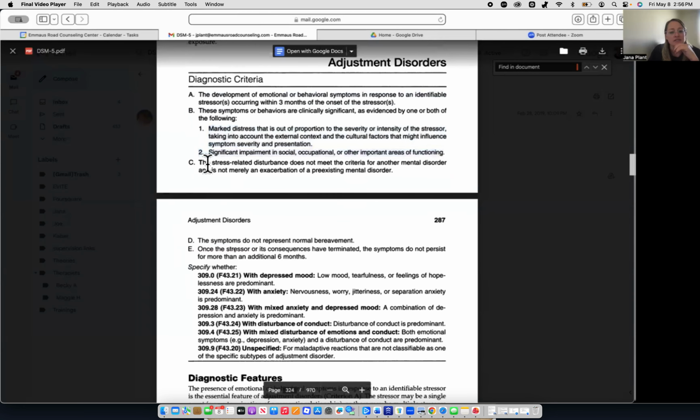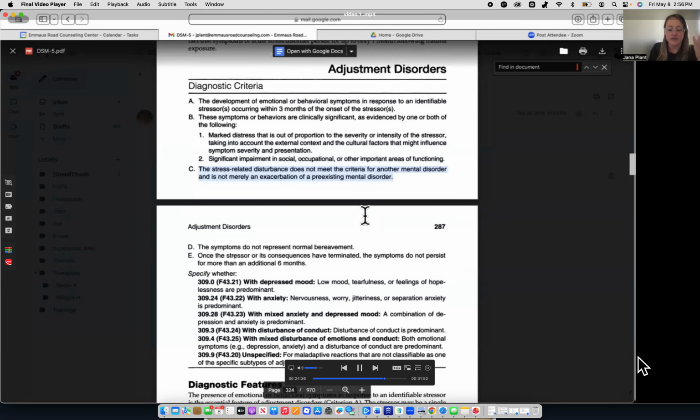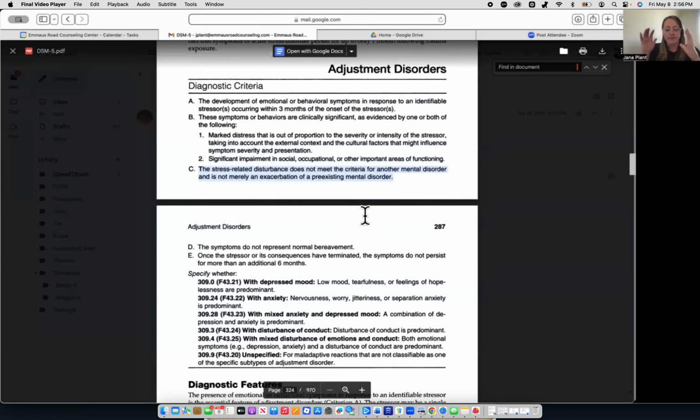Okay, and then the stress-related disorder does not meet the criteria for another mental disorder. So if in your case studies you see a client with a stressor, a house burning down could be traumatic or it could be a stressor, but it's about looking at the stressor within the context of how it's presented in the case study. Loss of a job, having to move, a divorce, that could be a stressor. So that is the definition for adjustment disorders.